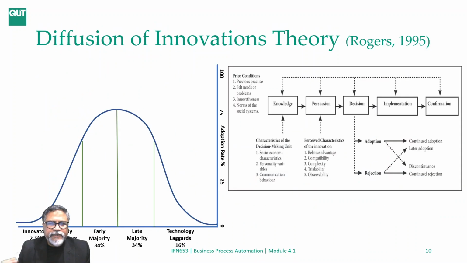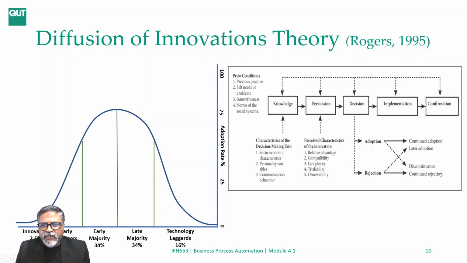So if you look at the model itself, we have knowledge. You notice that the characteristics of the decision making unit will have socio-economic characteristics, personality variables, and communication behavior. The persuasion consists of the five elements such as relative advantage, compatibility, complexity, trialability, and observability. The decision consists of adoption and rejection. So if it's adoption, we will have continued adoption. If we have rejection, we will have discontinuance, right?